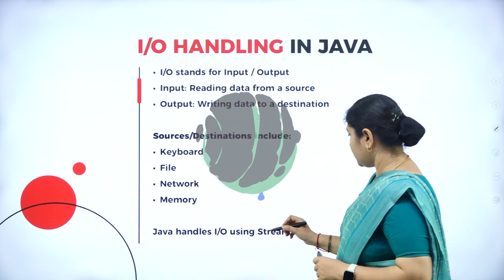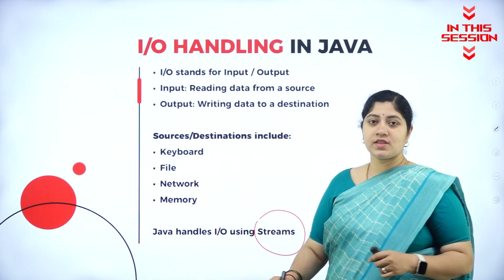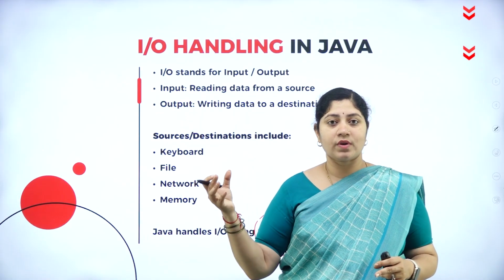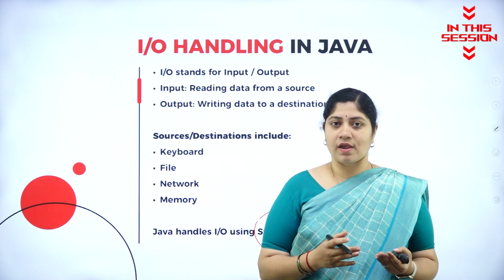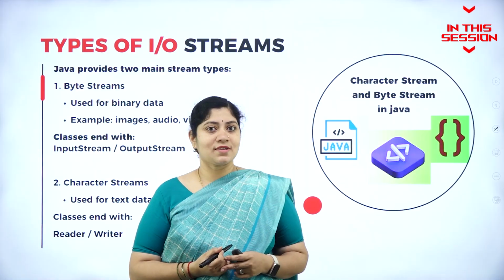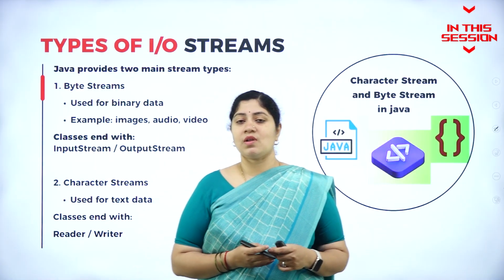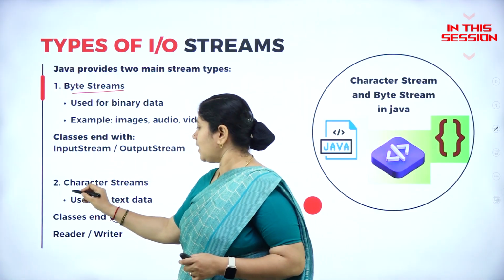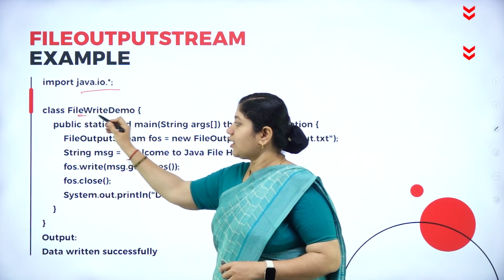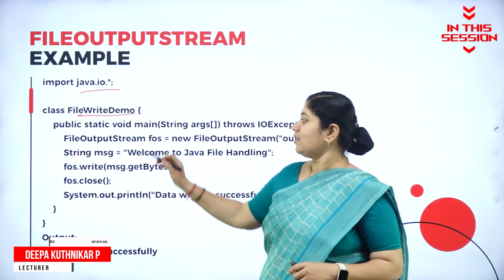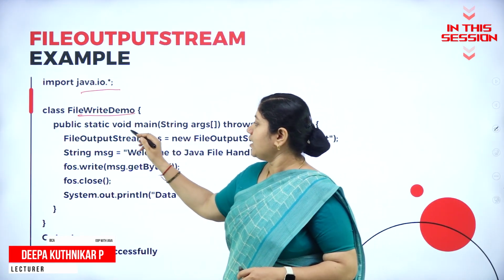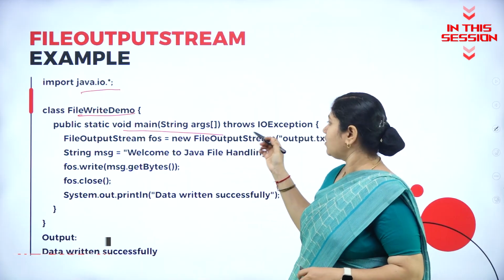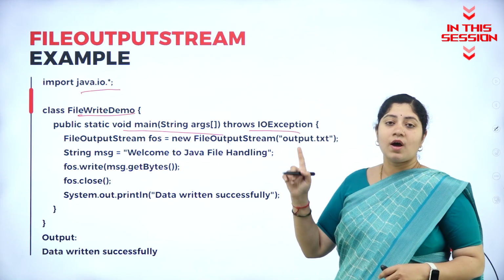So we have the streams of information, and by using this efficiently, the input and output of the programs are handled in the Java programming. So there are two different streams that are available. The first one is all about binary streams, and the second one is nothing but character streams. Then we are writing a class that is FileWriteDemo, followed by public static void main. So this is a main method that we are creating with a throws IOException.